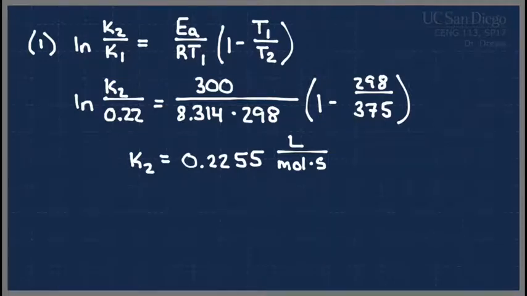So at the very least, if I messed up something, hopefully it wasn't the signs, because my k went up. And I would expect the k to go up if I change the temperature in such a way that the temperature goes up.